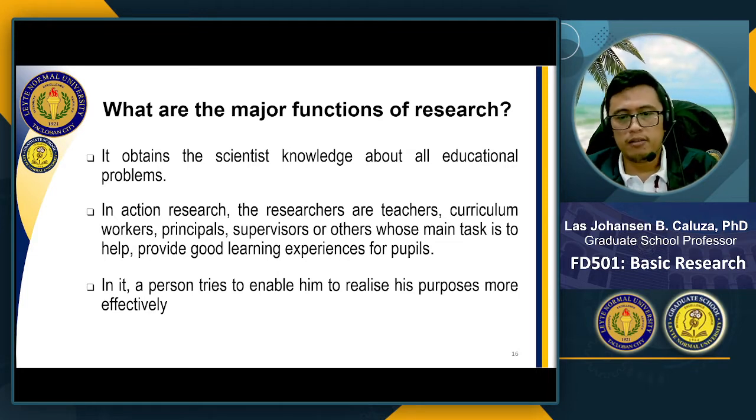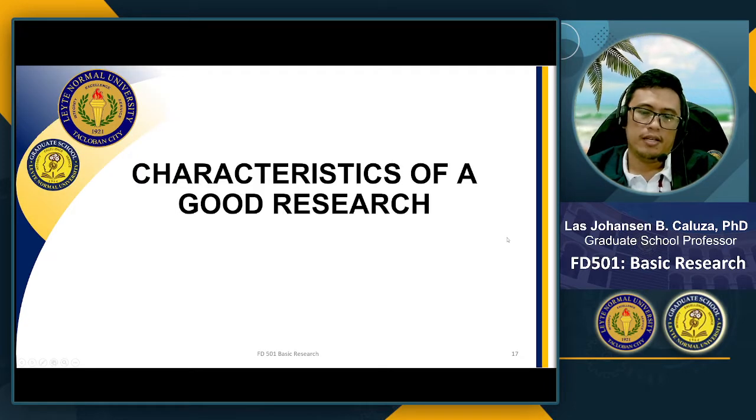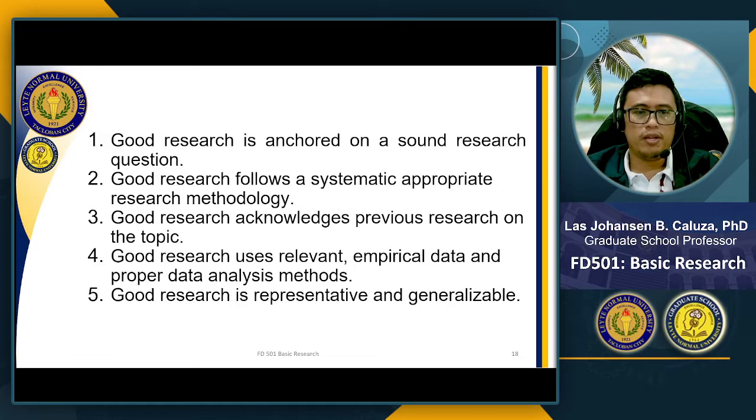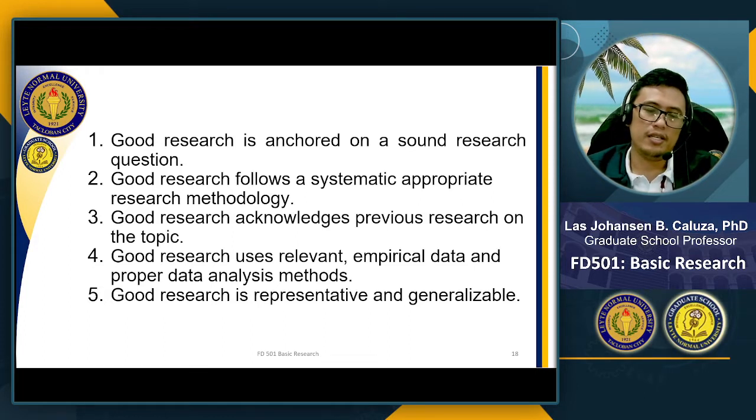Okay, let's talk about the characteristics of good research. So, what are those? First, good research is anchored on a sound research question. So what does this mean? A sound research question is one of the most important characteristics of good research.